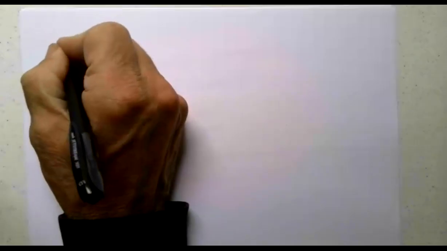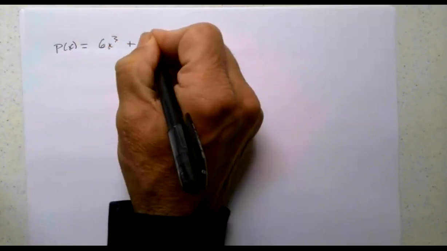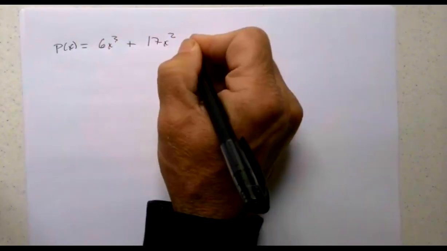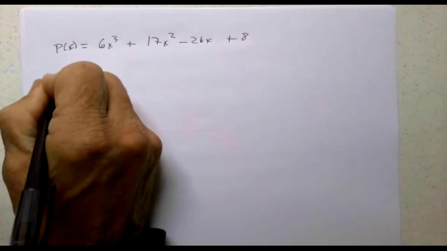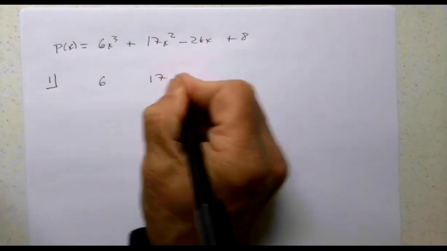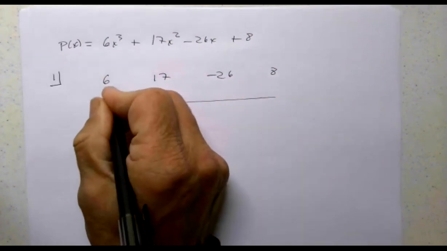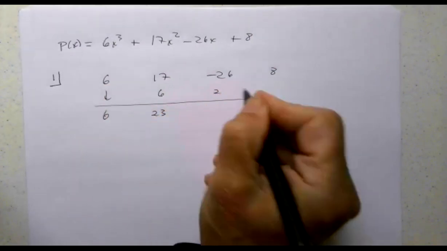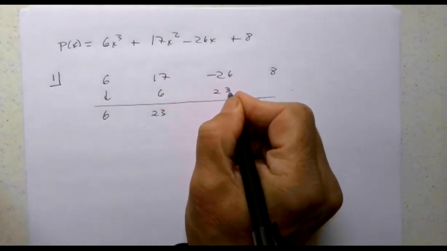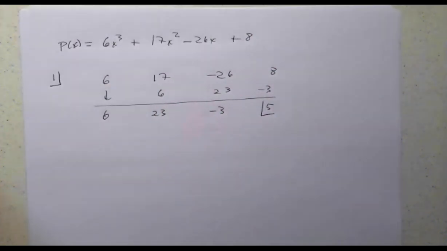So again, here is our polynomial. P of x is 6x cubed plus 17x squared minus 26x plus 8. One's always a good one to try first. Let's try 1: 6, 17, negative 26, 8. Bring the 6 down. 1 times 6 is 6. 17 and 6 is 23. 1 times 23 is 23. Negative 26 and 23 is negative 3. Times 1 is negative 3. 8 minus 3 is 5. So f of 1 is 5. 1 is not a root.